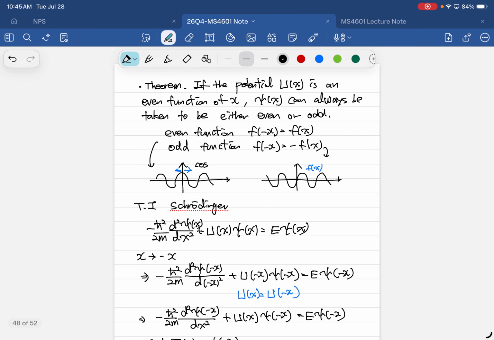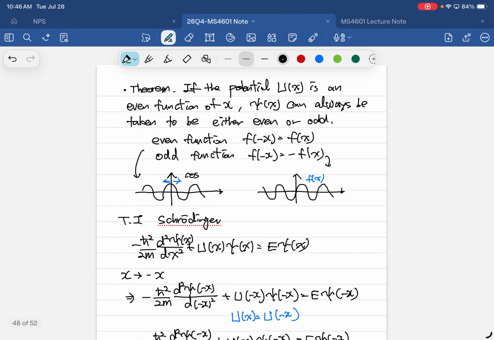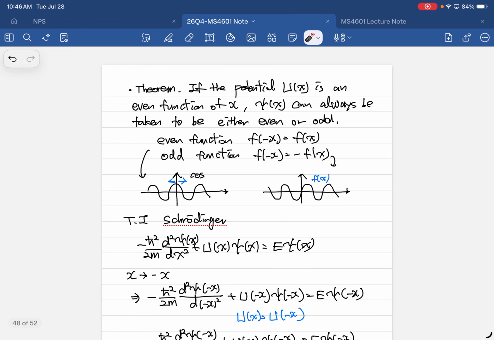Before we dig in, I want to discuss one important theorem. This is going to be the basis for tackling the finite potential well. Let me discuss this briefly. This theorem states that if the potential U of x, this is the constraint, is an even function of x, then psi of x, the solution of the Schrödinger equation, can always be taken to be either an even or odd function.